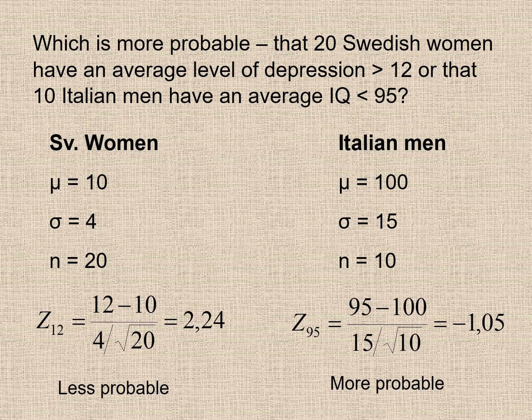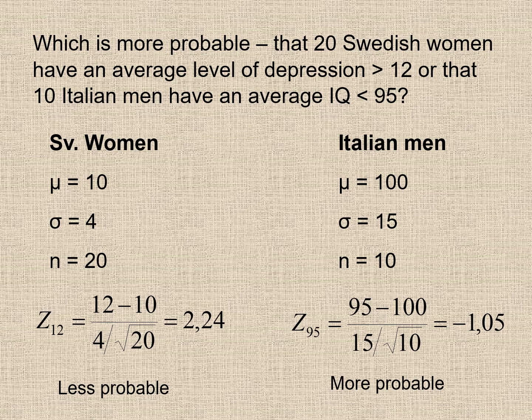As an example, imagine that Swedish women on the variable depression have a population mean of 10 and a population standard deviation of 4. And on the variable IQ, Italian men have a population mean of 100 and a population standard deviation of 15.